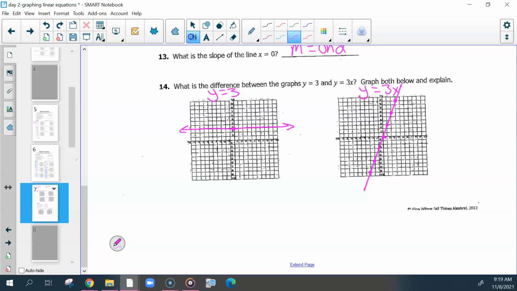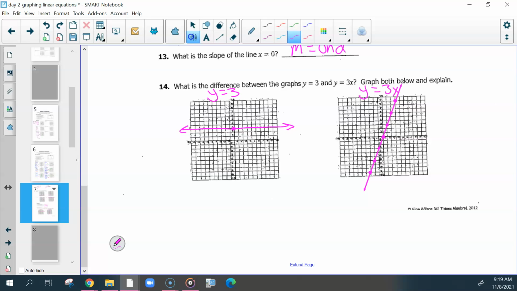So what are some differences and or similarities that you see between these two? Javier? The y equals 3 is completely straight horizontal. That one goes horizontal, and the other one goes on a slope. It's like a diagonal. Okay. So one's horizontal, one's diagonal.